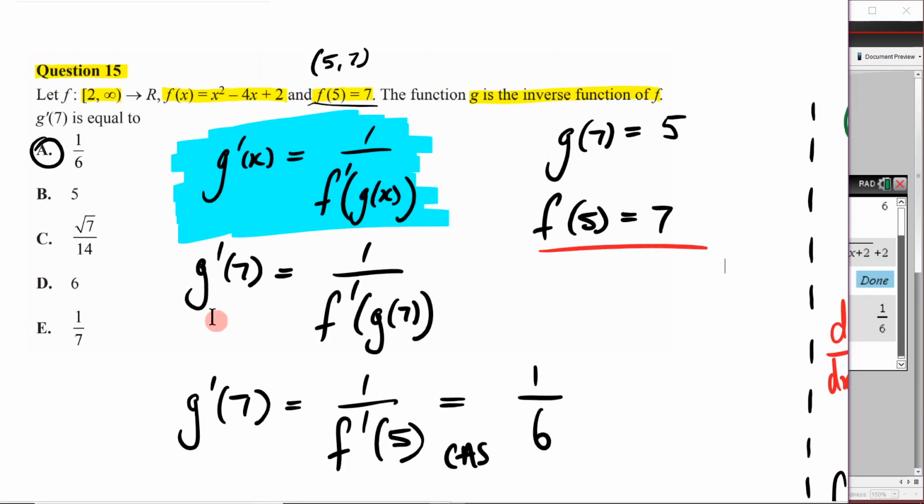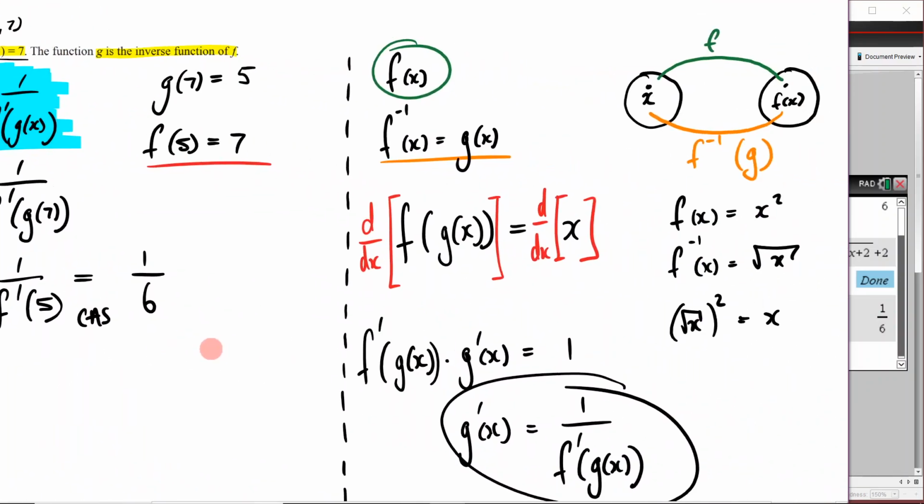So hopefully that made sense. A little bit of a tricky question, but overall, hopefully you now understand that.